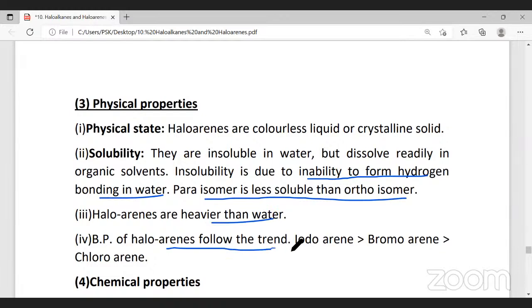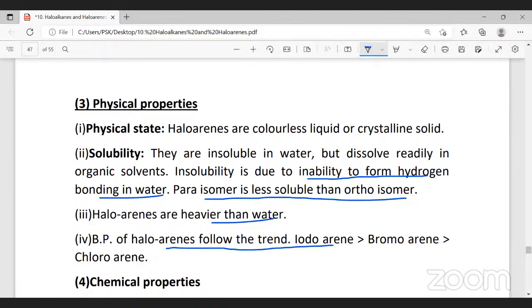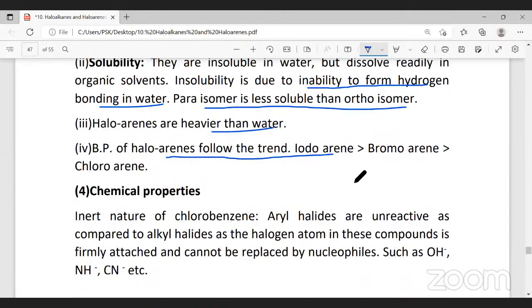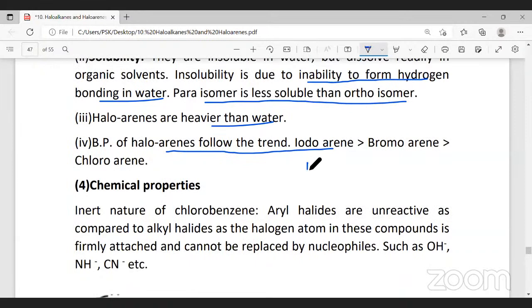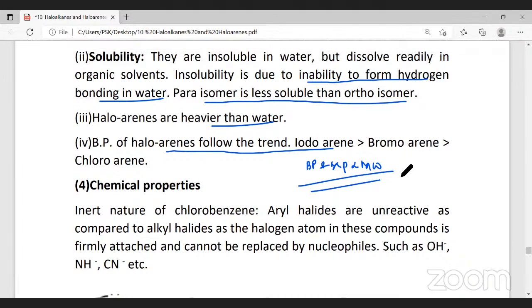The boiling point of haloarenes follows the trend: iodoarene is greater than bromoarene, and bromoarene is greater than chloroarene. As the molecular mass increases, as I taught you yesterday, boiling point and melting point increase, being directly proportional to molecular mass. So this is with respect to the physical properties of the haloarenes. Chemical property: inert nature of chlorobenzene.